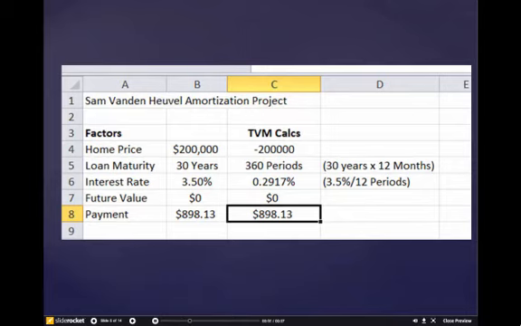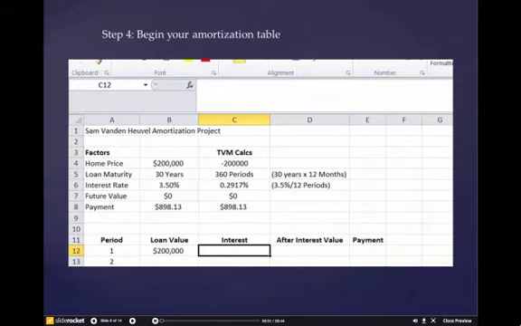Now that we know what the payment is, we can enter it in on our spreadsheet in Excel. So now that we have all that information, we know what the home price is, we know what the loan maturity is going to be, 360 periods, our interest rate is going to be 0.2917%, our future value is going to be 0, and our payment is going to be $898.13. So now that we know that, we can set up our columns for the table, as you can see at the bottom here in row 11.